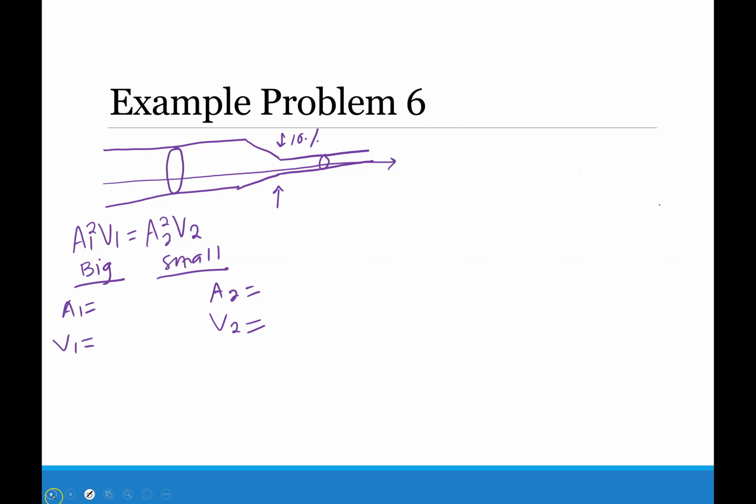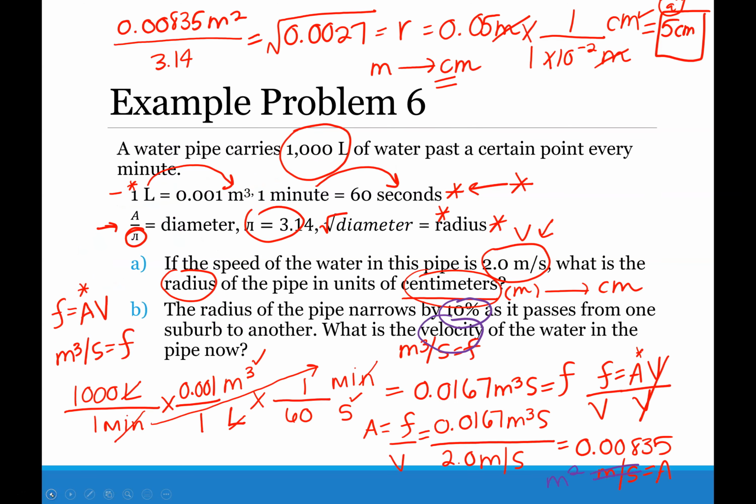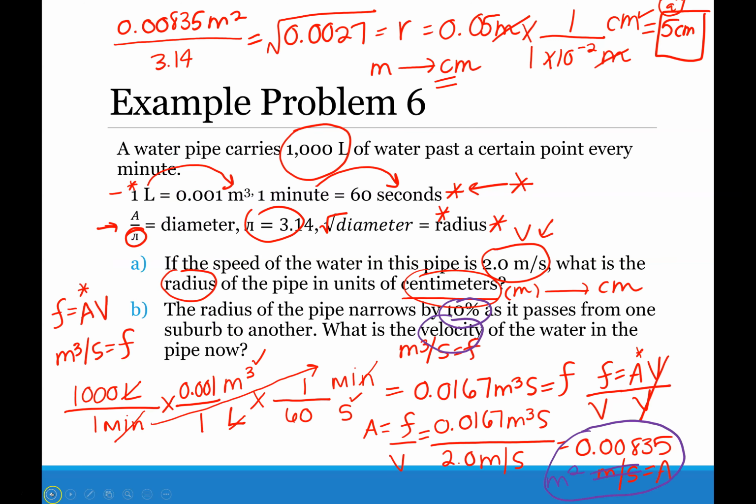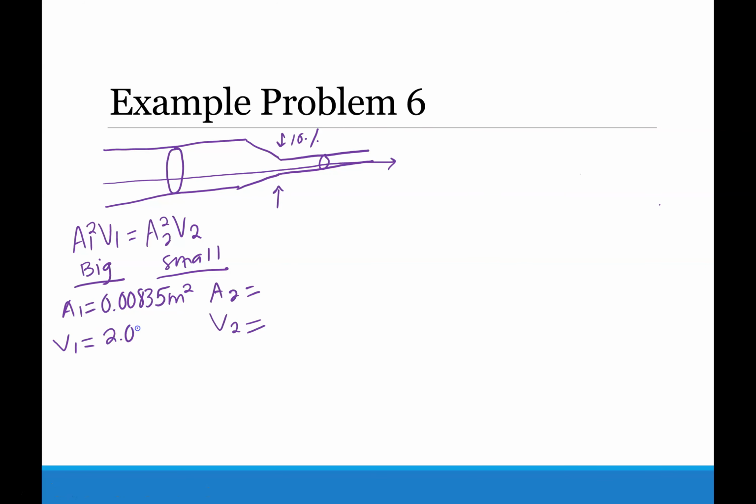So the good thing is that A1 and V1, we already have that information. We calculated the area over here, 0.00835 meters squared, and the velocity was given to us here, so 2.0 meters per second.